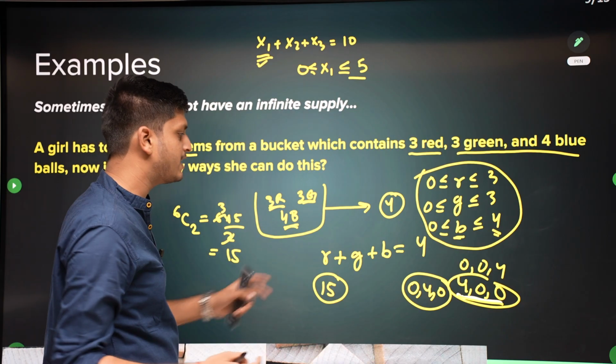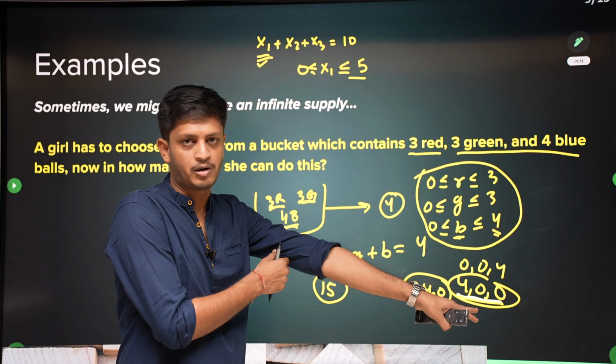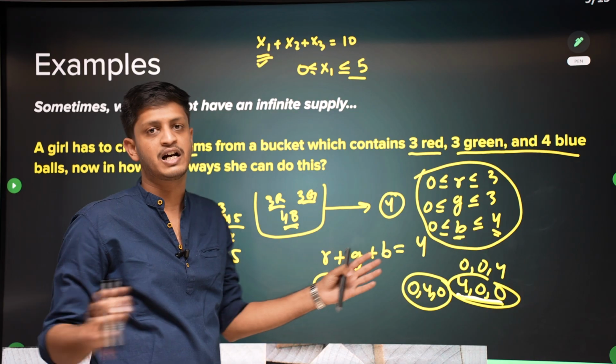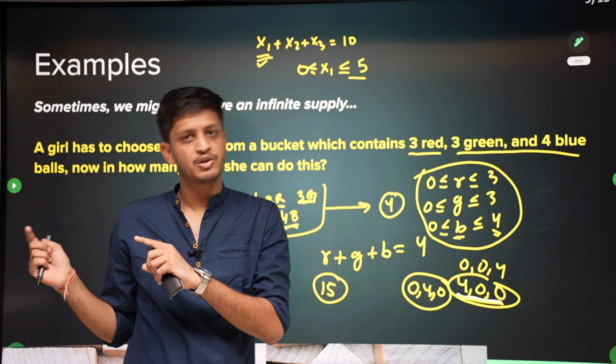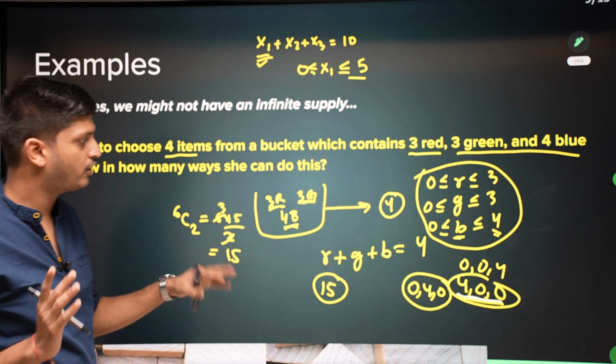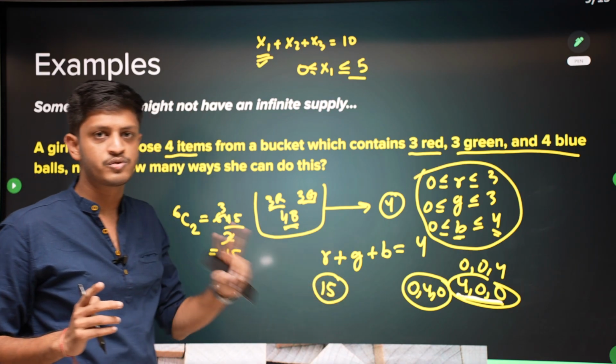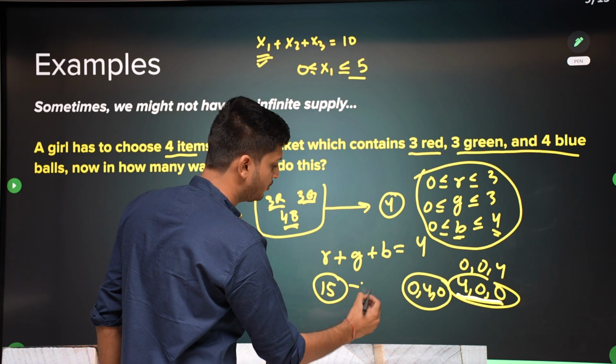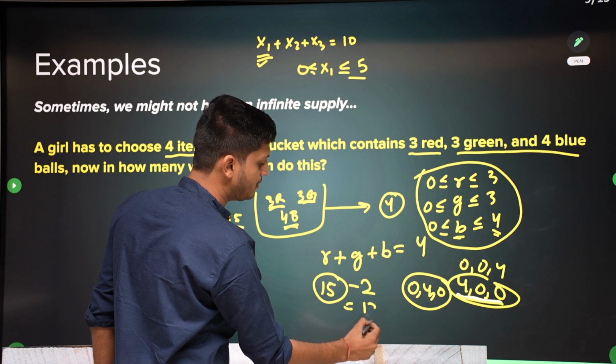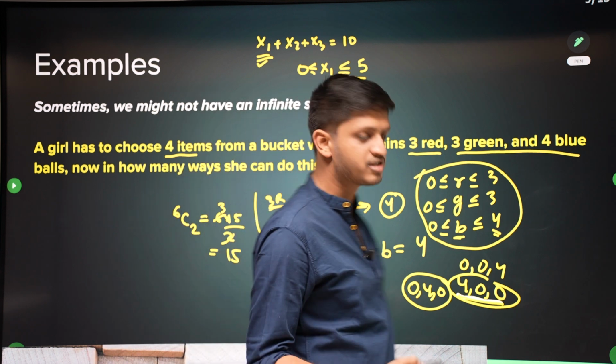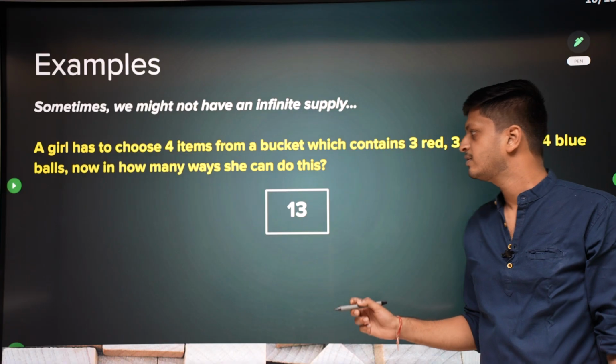In more complex problems, see, here it was easier. There were only 2 options to be eliminated. Sometimes it will be very large, so we will solve it using inclusion exclusion, that's a different principle. But for now, among these 15 choices, only 2 are prohibited, so we will remove those. So we have 13 possible solutions to this question.